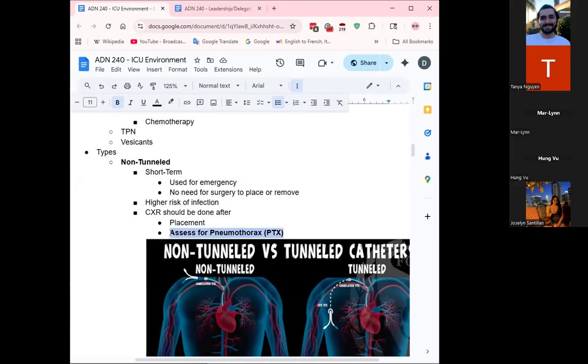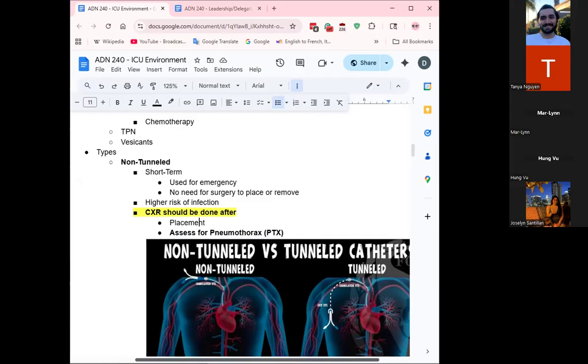So in general, you want to do a chest X-ray after because one, it helps you with placement. Two, it lets you see if there was the presence of pneumothorax, and there are signs and symptoms of it as well, but it's just part of routine. You don't want it to accidentally happen and not catch it, plus also the placement. So it's kind of like a two for one there. So that's the main idea. Non-tunneled, it's for emergencies. You can just stick it and go. But in that case, you're also having a higher risk of infection and a higher risk for pneumothorax.